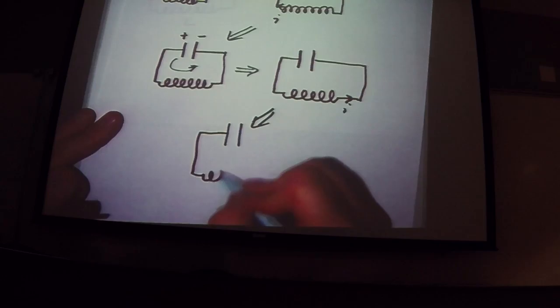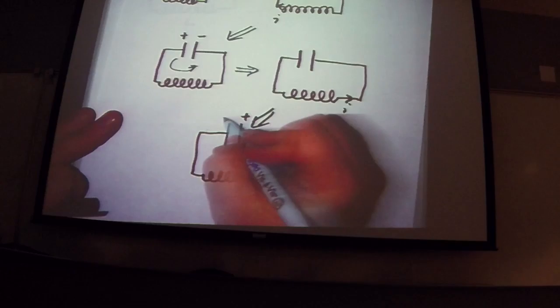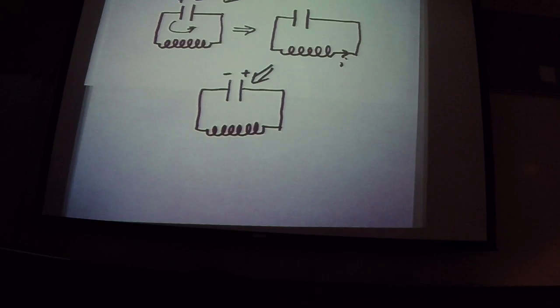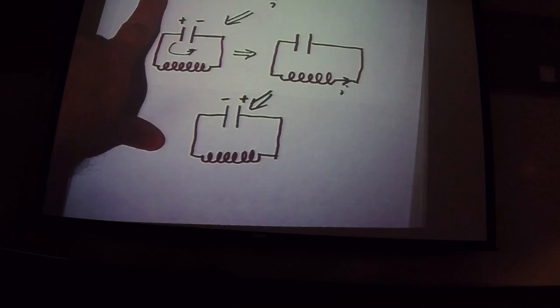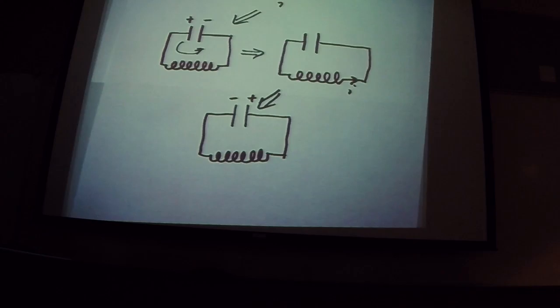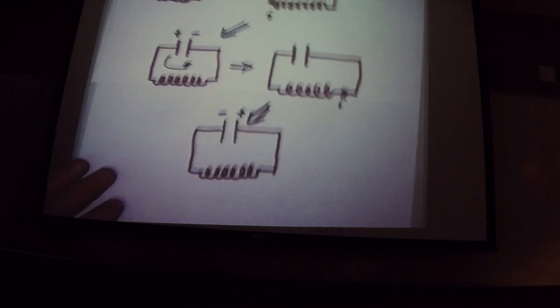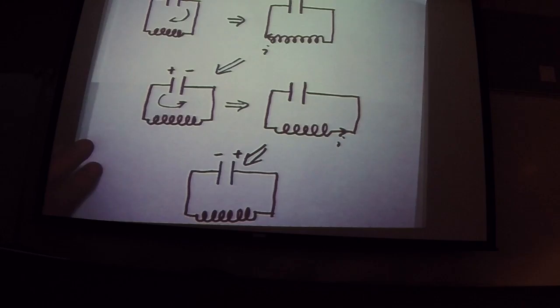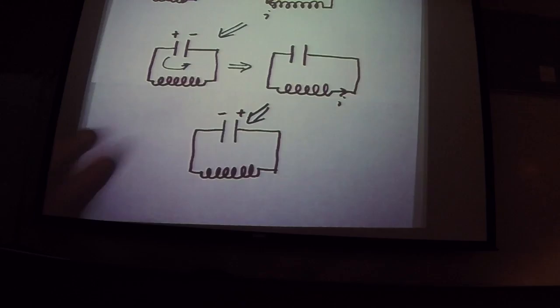So then we have positive charges here and negative charges here. Oh, look at this. That looks familiar. Oh, that's what we started with. So what happens is it just keeps going back and forth. Sort of. I mean, theoretically it would if there's no resistance. It would just keep going back and forth.